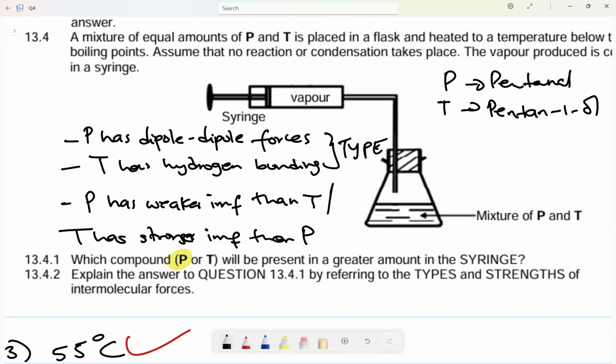Therefore, the one that has stronger intermolecular forces will have a higher boiling point, and the one that has a higher boiling point has a lower vapor pressure. But the one that has weaker intermolecular forces will have a lower boiling point, but higher vapor pressure. Hence, P will have a greater amount of vapor. So that is it.